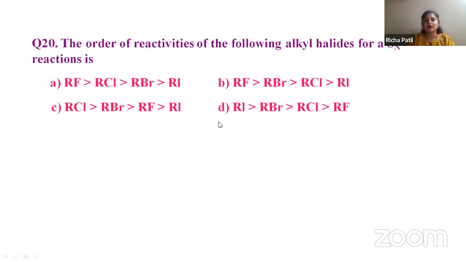Yes, so it is D. The correct answer is D. Why is it D? Because with the decrease in size of the halides, what will happen to the C-X bond? The C-X bond energy will increase, right? And the reactivity of alkyl halide will decrease. As you go down the group, the nuclear charge will be more in the bulkier groups.